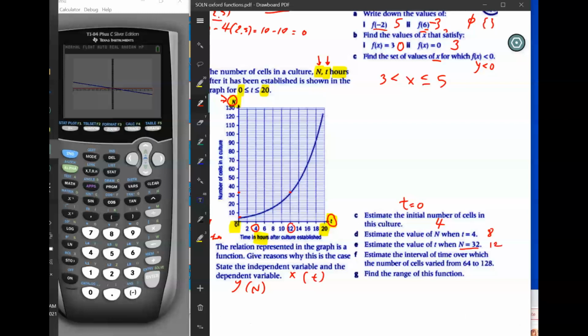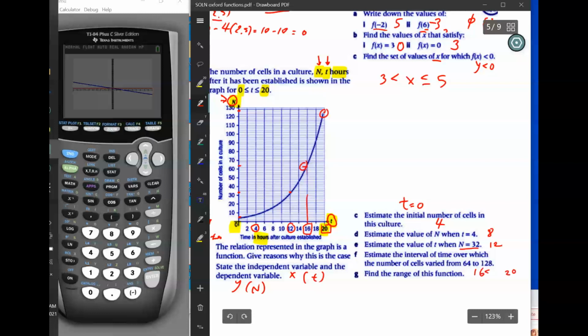Estimate the interval of time over which the number of cells varied from 64 to 128. So 64 is about there, and 128 is about there. And so 64 corresponds to that point about there, and 128 corresponds to, I think, the last point here. The graph actually stops there. So it's these 2 points here. What x values does it correspond to? It corresponds to 16 and 20. So the interval of time where the cells varied from 64 to 128 is between 16 and 20.